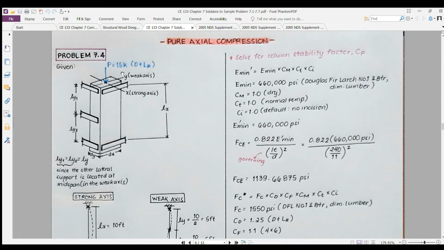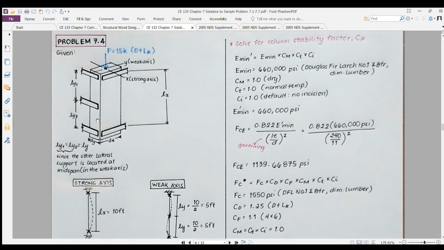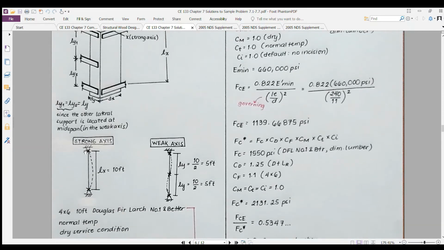So for sample problem number 7.4, we have here a column with 15,000 pounds of combined dead and roof live load, and it has a lateral support along the y-axis at the midspan. For the strong axis, we have an unbraced length of 10 feet, and for the weak axis, we have an unbraced length of 5 feet, since there is a lateral support at the midspan of the weak axis. For details of the column, we have a 4 inch by 6 inch, 10 feet, Douglas fir larch number 1 and better type of wood, experiencing normal temperature and dry service condition.